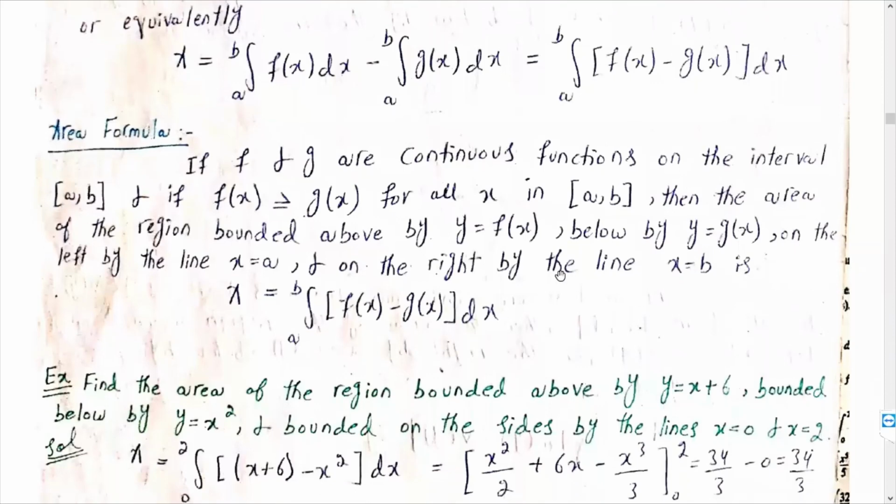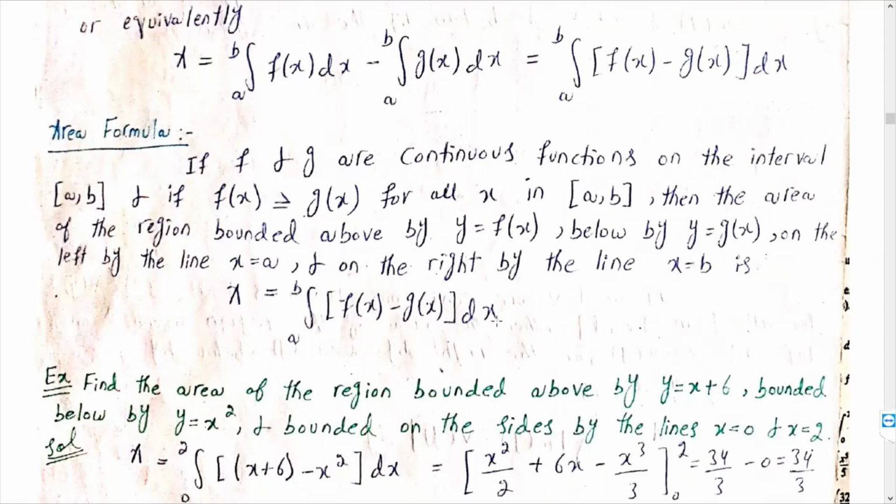We can also say that if f and g are continuous functions on the interval a to b, and f of x is greater than or equal to g of x for all x in the closed interval ab, then the area of the region bounded above by y equals f of x, bounded below by g of x, on the left by the line x equals a and on the right by the line x equals b, can be written as area equals integral from a to b of f of x minus g of x dx.